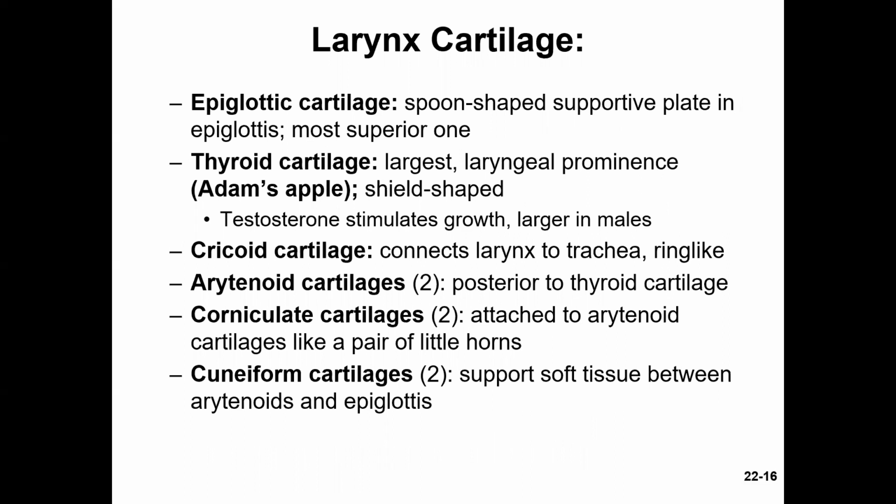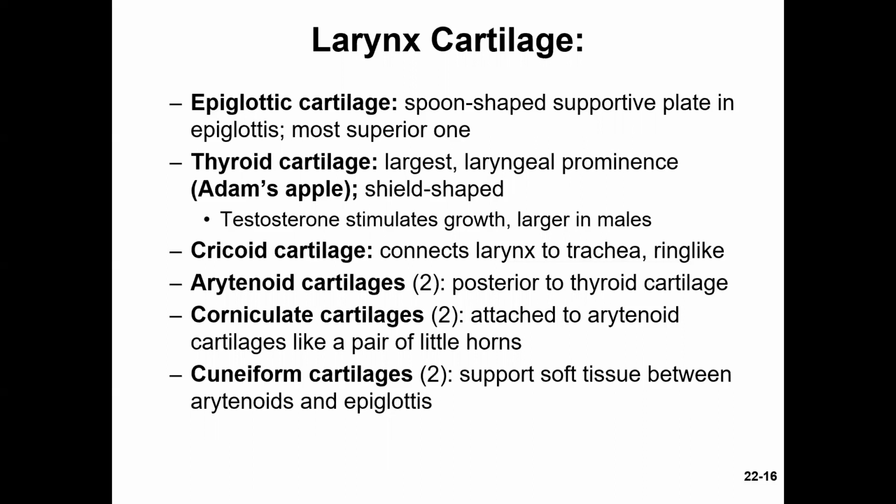So the laryngeal cartilages. The epiglottic cartilage, it's a spoon-shaped supportive plate in the epiglottis. It's the most superior one. Then we have the thyroid cartilage. This is the largest, with the laryngeal prominence, or that's our Adam's apple, and it is shield shaped. Testosterone stimulates the growth and it is larger in males. The cricoid cartilage connects the larynx to the trachea, and it's ring-like.